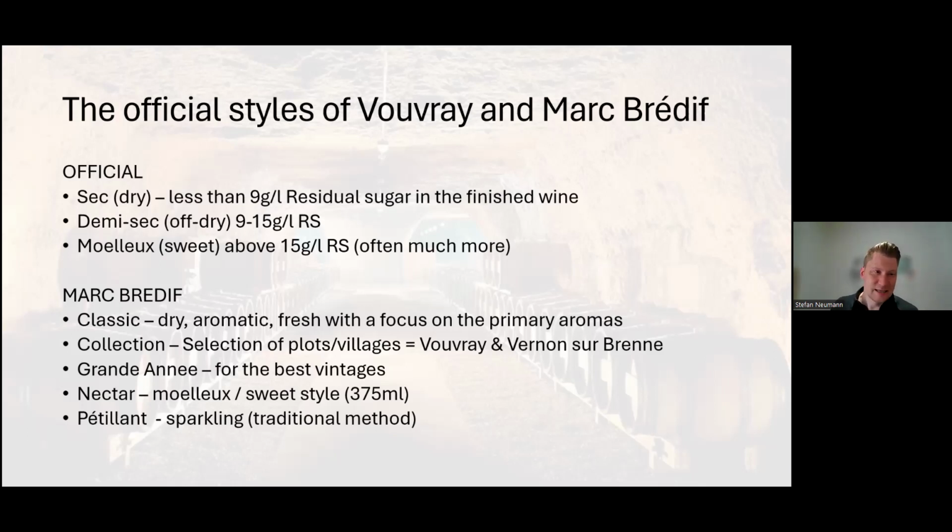And Grand Année, as the name slightly suggests, comes from the best vintages, so it's a vintage-specific Vouvray. You've got Nectar, again, the name gives it slightly away. It's a sweeter style. Comes in small, cute little 375 ml bottles. It's quite rare to find, actually. And Pétillant, which is effectively just a sparkling traditional method style. So these are the five ones which I have.